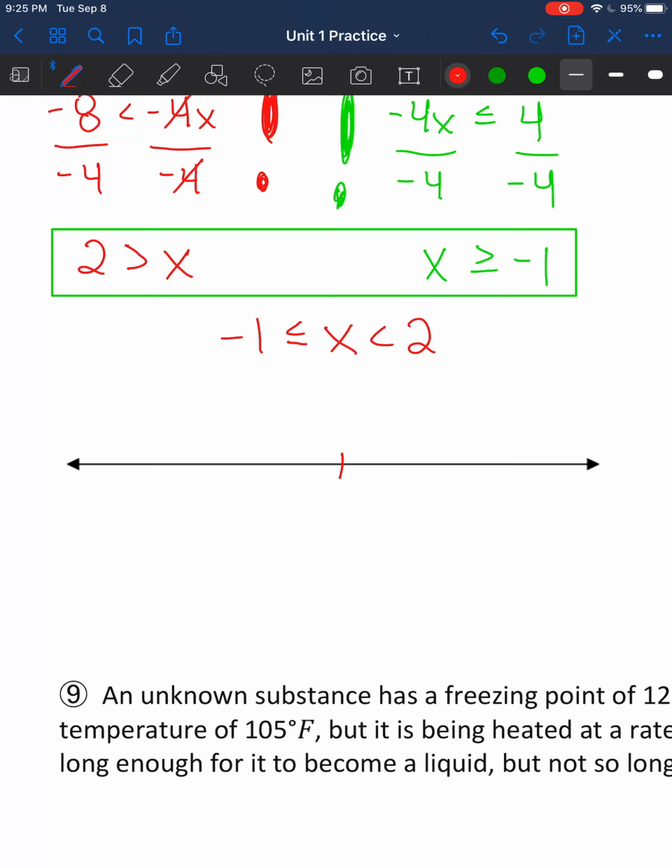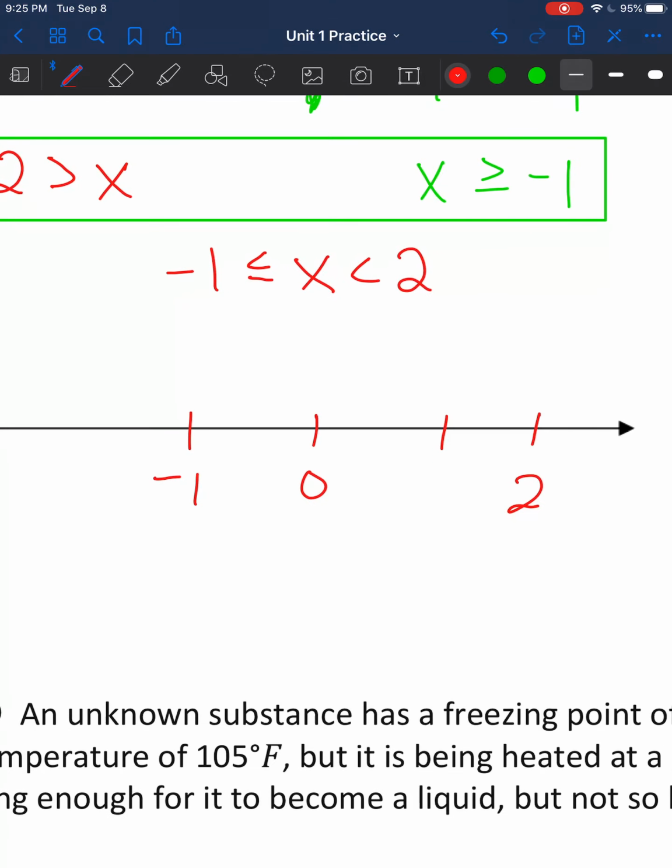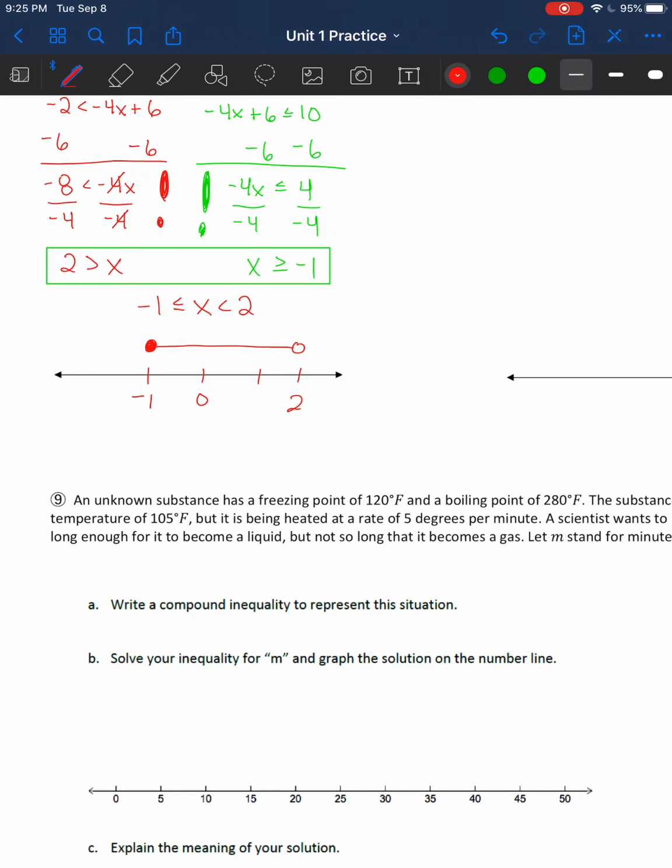To graph that, let's put 0 here, -1 here, which means 2 is somewhere out here. x is greater than or equal to -1 and less than 2. So there's my solution graphed.